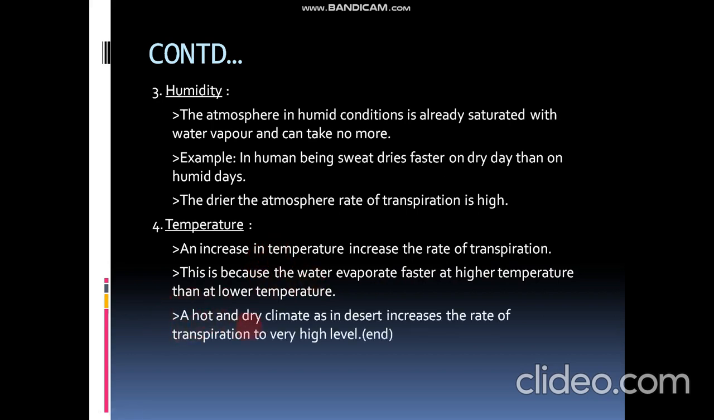A hot and dry climate, as in desert areas, increases the rate of transpiration to a very high level. So a very hot and dry climate, during the summer season, as in desert areas, usually xerophytic areas, increases the rate of transpiration to a very high level.